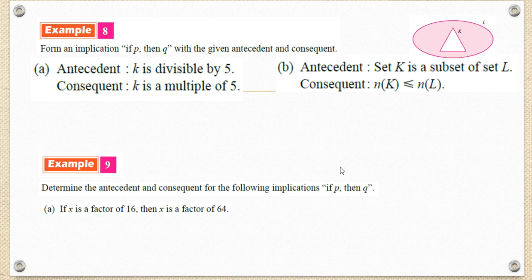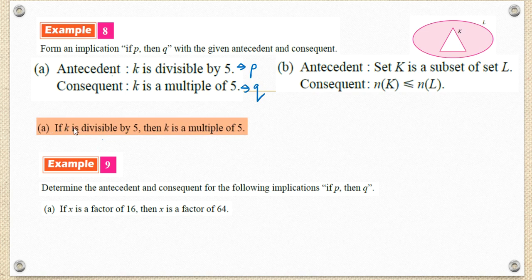Right, we look at example 8 here. Form an implication if P then Q with the given antecedent and consequent. They give you the antecedent and consequent, you have to form the implication yourself. K is divisible by 5, K is a multiple of 5. So this is your P statement, this is your Q statement. We write: if K is divisible by 5, then K is a multiple of 5. It's just very simple here.